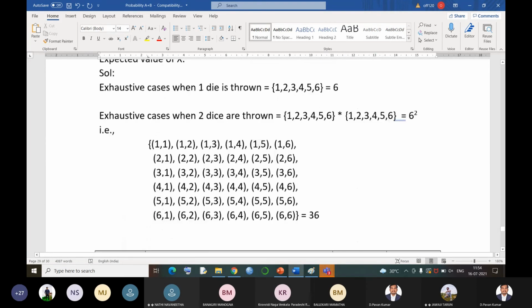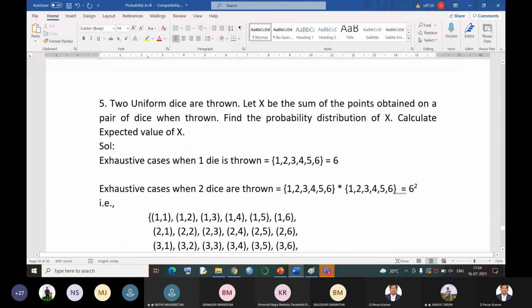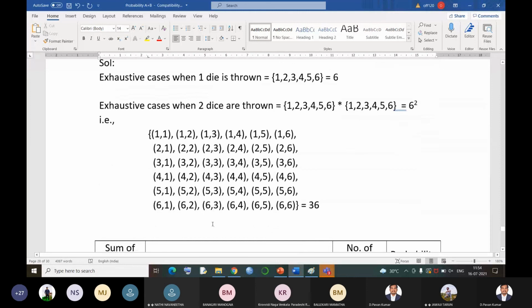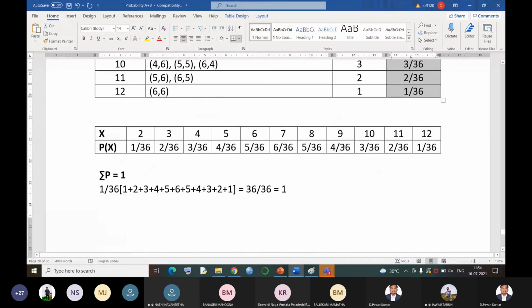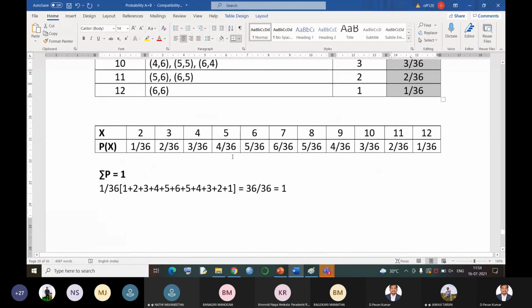Only a simple statement is given to us. There is a random experiment which is going to happen. Based on that, they are asking us to develop the distribution function. From that, they are asking us to find the mean. So first of all, we identified the total number of exhaustive events of the given problem. From there, we developed the favorable number of cases of getting these values. From there, the probabilities. So directly, the combination of the first and last columns is our distribution function.